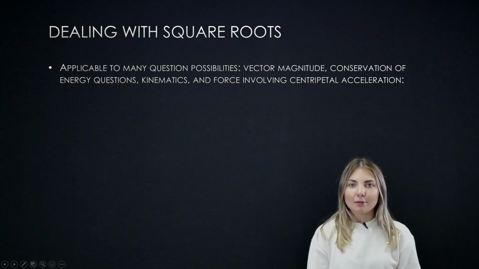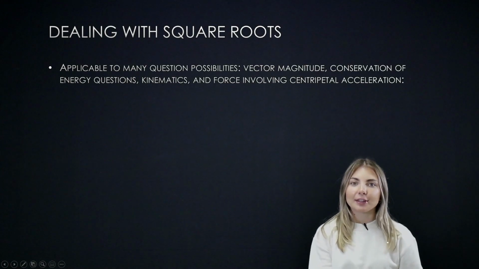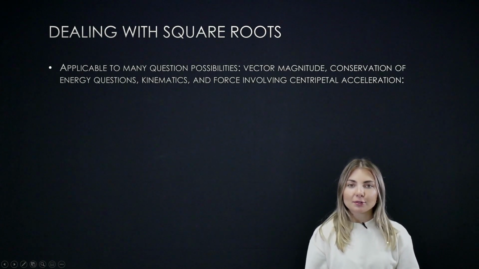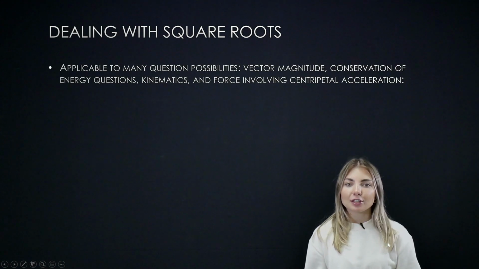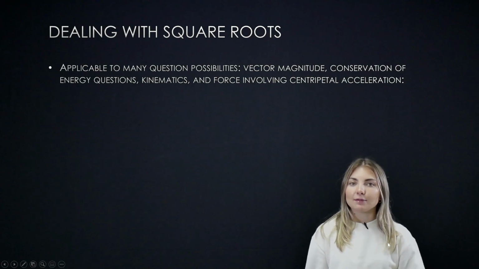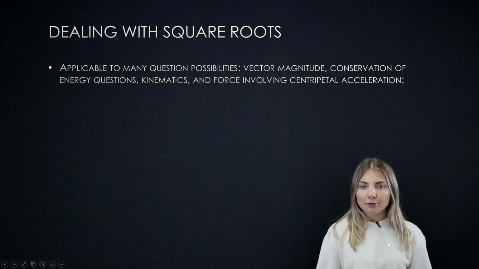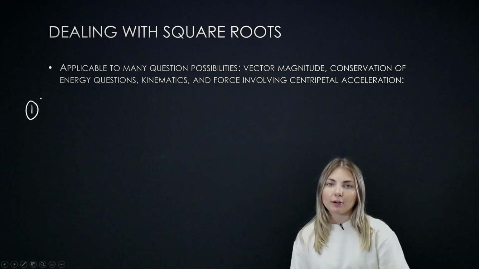Now, we're going to talk about how to approach square roots on the physics questions that you will encounter on the MCAT, specifically how to do this without a calculator. So square roots can come up in lots of different question types on the MCAT. For example, you might see this with vector magnitude, conservation of energy questions, kinematics questions, and even force questions involving centripetal acceleration, for example.